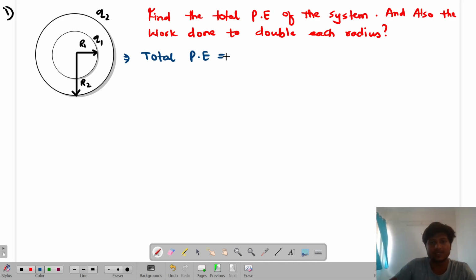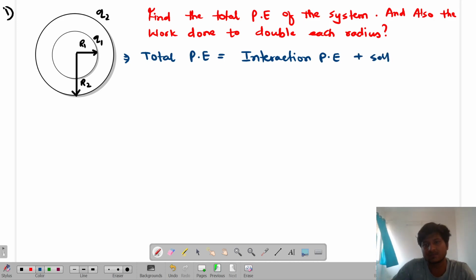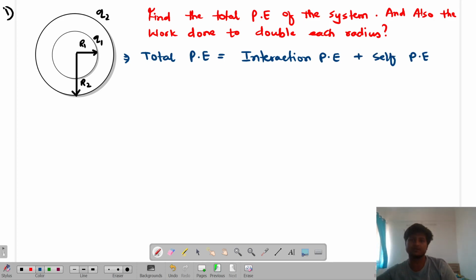so then total potential energy here there are two. First one is interaction due to Q1 and Q2, and second thing is self. Now you got the idea why I taught you the self potential energy of the sphere.